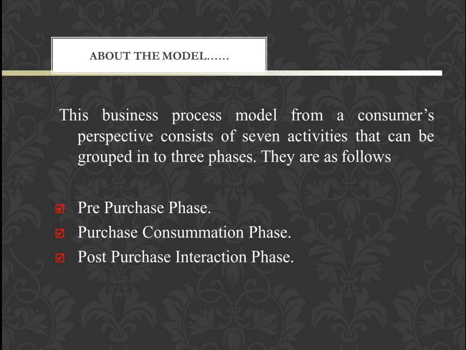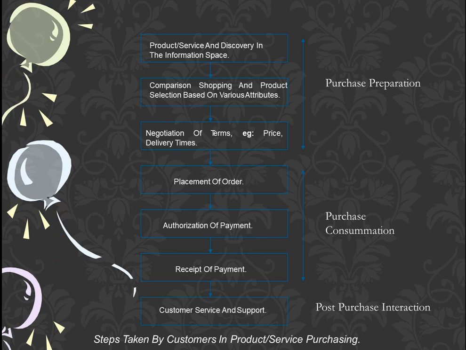So I am a normal consumer who's going to buy a product. So from my point of view, what is this business model? It will be different from a merchant's point of view. But from my point of view, it will consist of 3 phases and 7 steps. Those 3 phases are pre-purchase phase, purchase consummation phase, and post-purchase interaction phase. So we'll see that in detail.